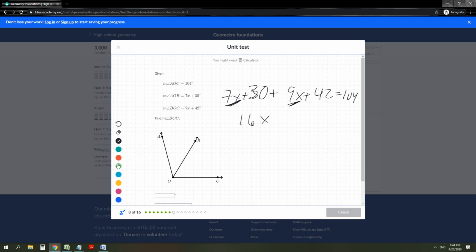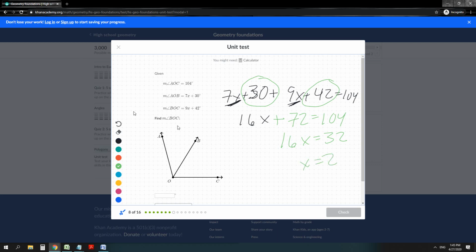Plus 72. Right, that still equals 104. Get rid of the 72 from both sides. 16x equals 32. Well, then that means x has to be 2.